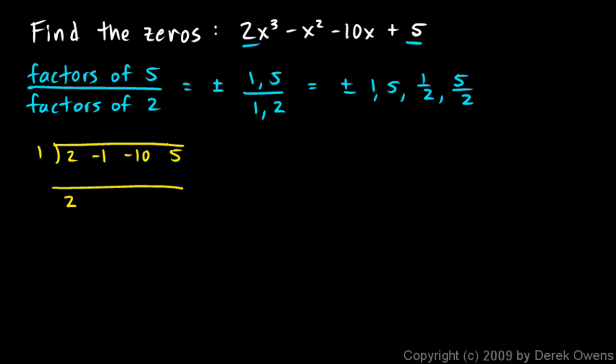And let's see if the 1 works. We bring down the 2. 2 times 1 is 2, and we add and we get 1. 1 times 1 is 1. We add, we get negative 9. Negative 9 times 1 is negative 9, and we add and we get negative 4. So that didn't work.